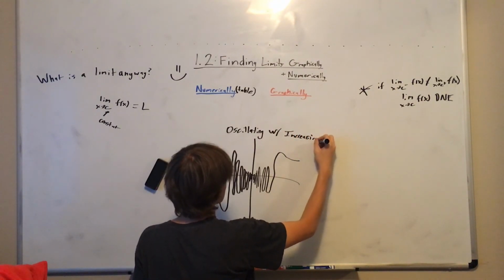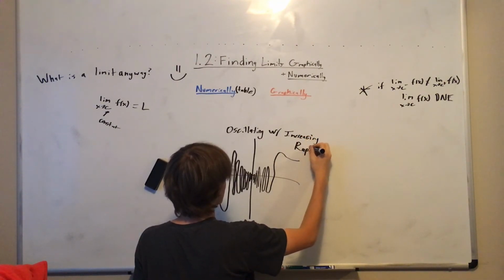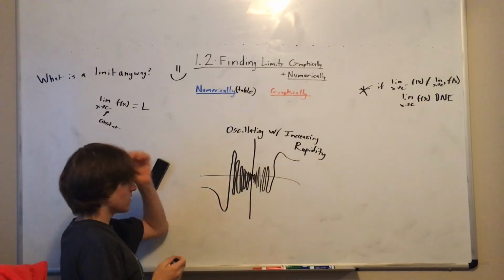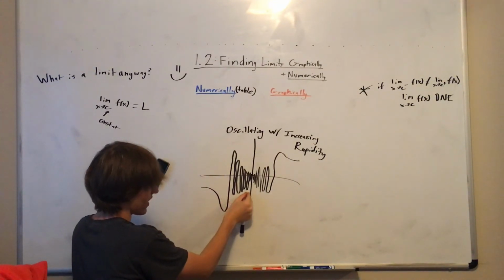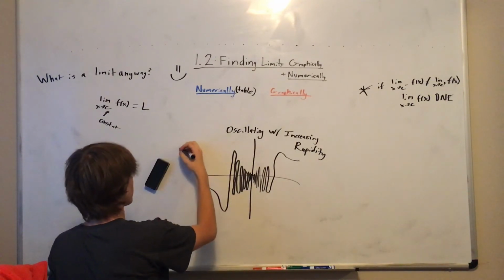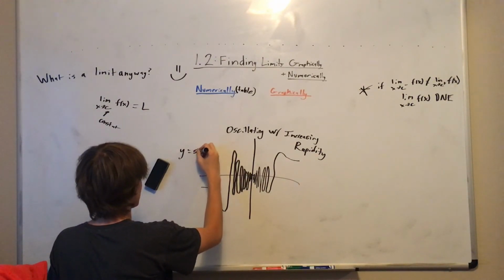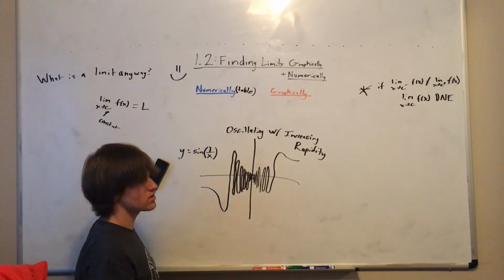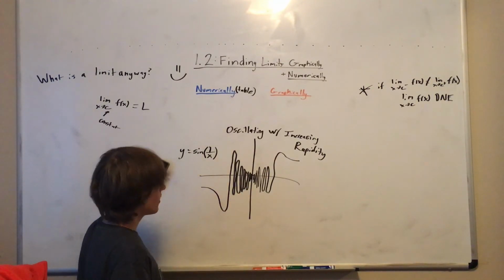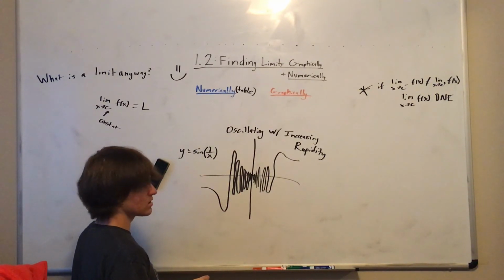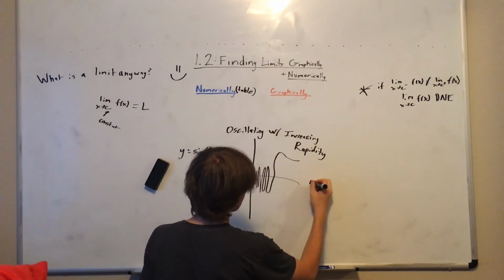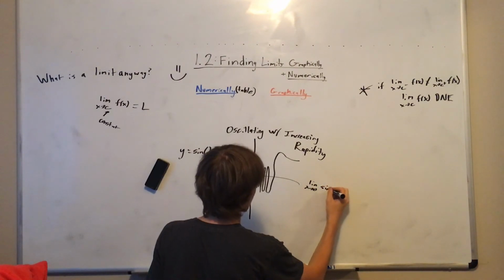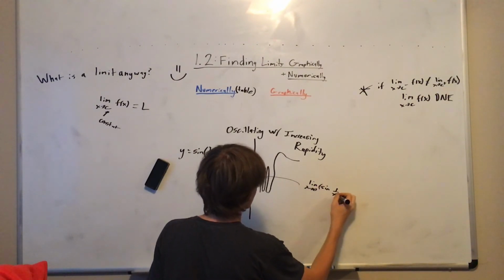And as I said, this is not a thing that shows up very often, so I wouldn't stress about this. But if you have something that is just getting more and more compressed as an oscillation, one example would be y equals sine of 1 over x. That oscillates with increasing rapidity as you approach 0. There's no limit in this case either. So we would say the limit as x goes to 0 of sine 1 over x does not exist.